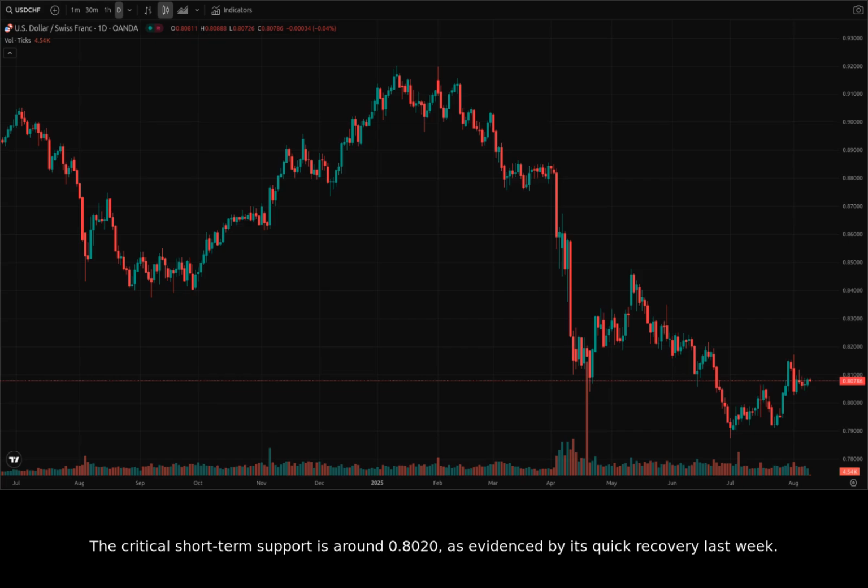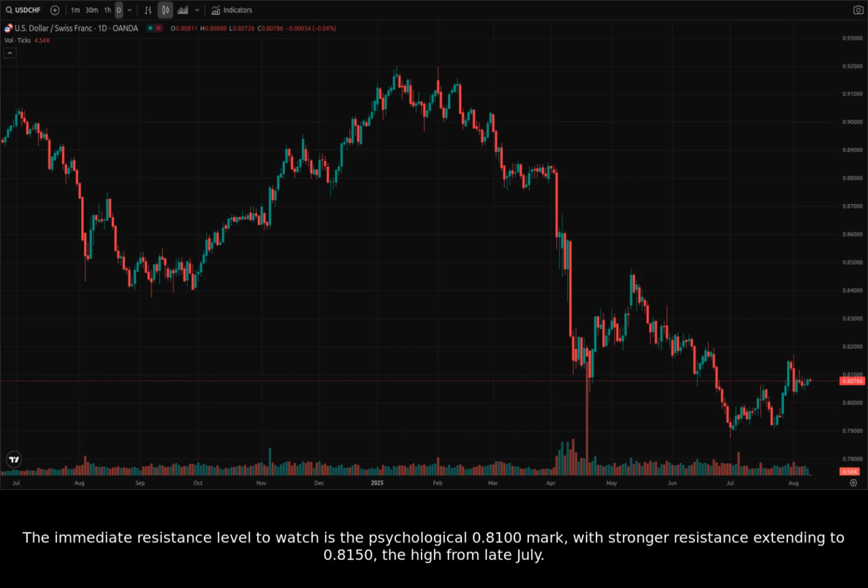The critical short-term support is around 0.8020, as evidenced by its quick recovery last week. Stronger support for medium-term outlook lies at the 0.7900 region, the recent multi-month low. The immediate resistance level to watch is the psychological 0.8100 mark, with stronger resistance extending to 0.8150, the high from late July.